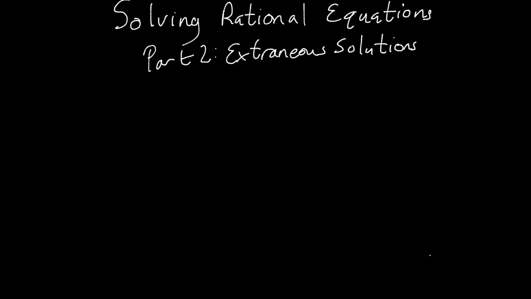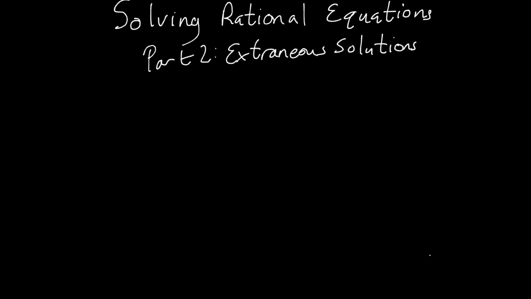Welcome to part 2 of solving rational equations. Here we're going to talk about extraneous solutions. Extraneous solutions are solutions that we get from solving the original equation. So we would do all the stuff that we saw in part 1, and we would get 1 or 2 answers. But an extraneous solution is a solution that doesn't actually work. The math says that it should, but because of how the rational equation is written, it actually doesn't work.